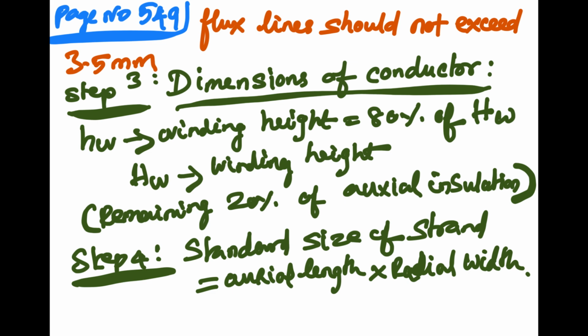Step 3: dimensions of conductor. Winding height is equal to 80% of HW, where capital HW is the window height. The remaining 20% is axial insulation. Step 4: standard size of strand is equal to axial length into radial width.